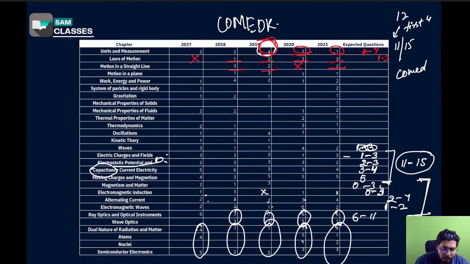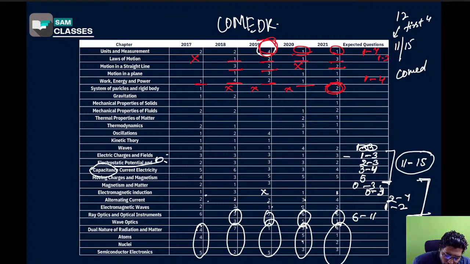Okay. Work power energy 1, 4, 2, 1 and 2. So minimum 1 you can get, maximum you can go to 4. So work power energy also, very simple questions they have asked. Okay. What about rotation? There is a skip also in between, again 2 marks. So if you are preparing for Comedk, you might skip rotation, no need to do.